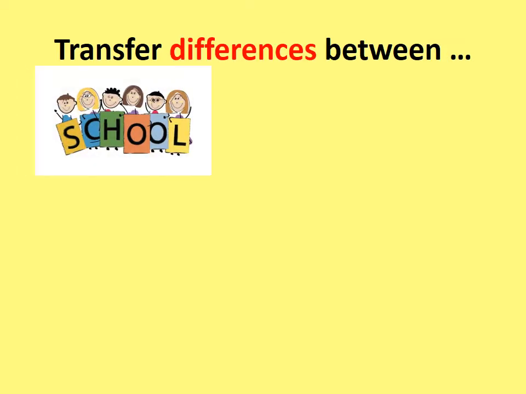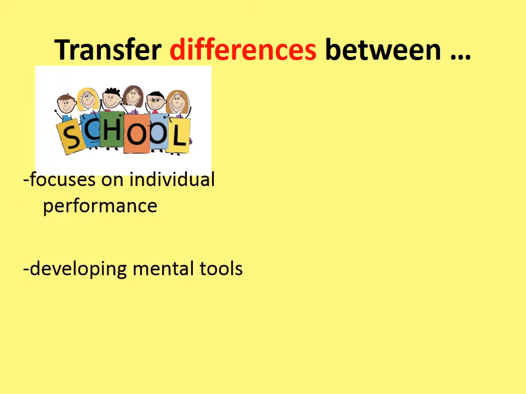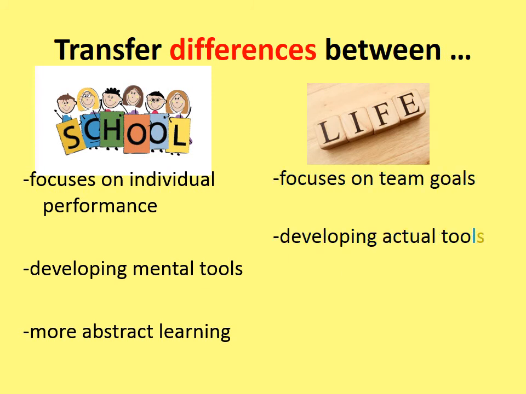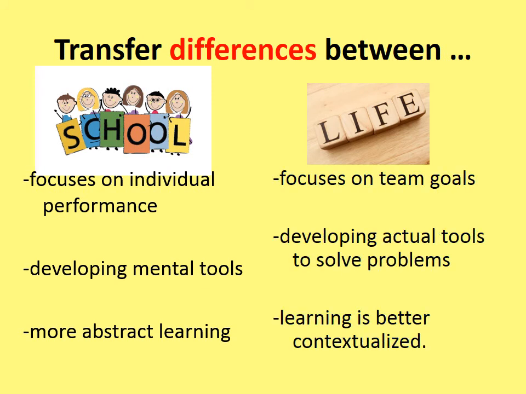The first major difference between the two environments is that school tends to focus more on individual performance rather than group, team, work-oriented goals. The second is that school tends to focus more on developing mental tools versus the use of actual tools to solve problems. Finally, school tends to focus more on abstract reasoning, such as long division, instead of contextualized material that is encountered in real life.